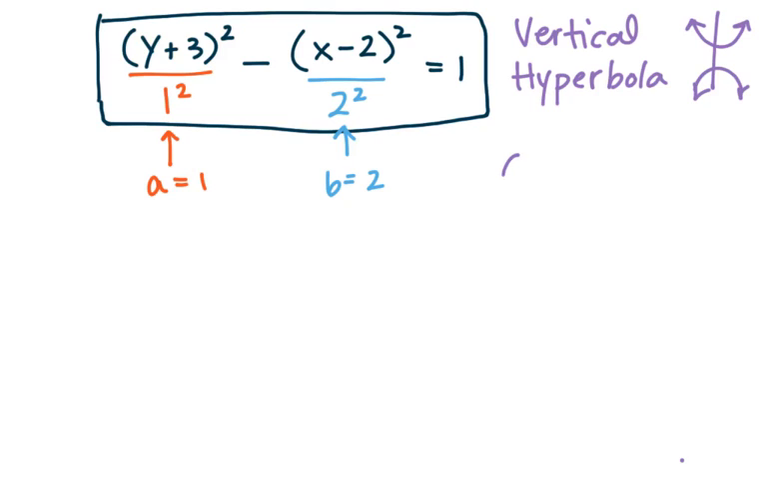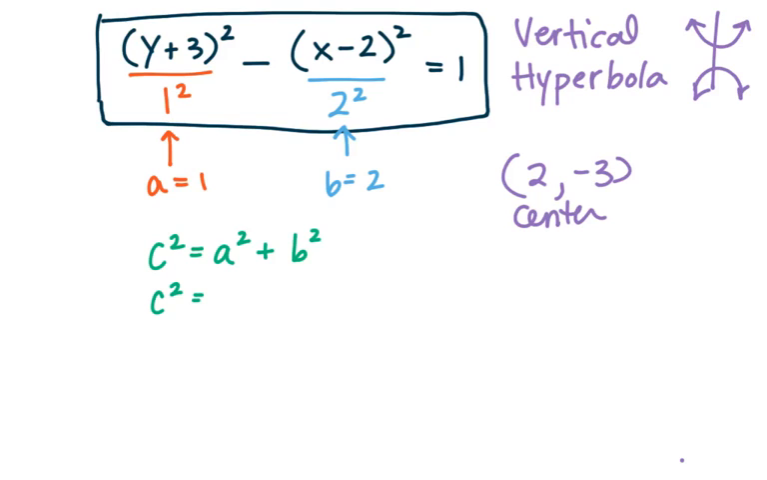My center, (h, k), is at positive 2, that is positive 2 associated with my x, and negative 3. Remember, our standard form has minuses in it. That means we're pulling those opposite values out. So we have our center, and then the c value: c squared equals a squared plus b squared. c squared equals 1 squared plus 2 squared. We're going to get that c equals the square root of 5.